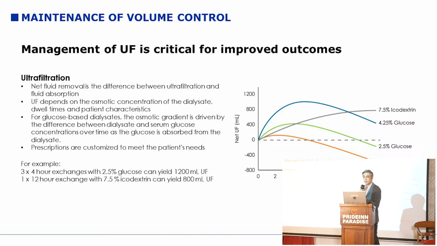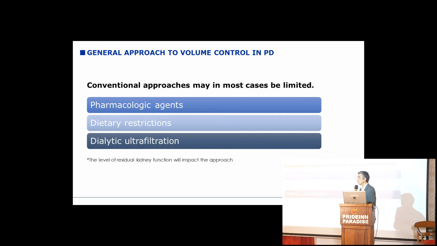And then for volume control, the ultrafiltration is critical, and the solutions that we use will determine how much ultrafiltration we can get from that patient. So we should be thinking about what to select, because yes, we can choose a higher glucose concentration to have a better ultrafiltration, but this is also going to come with the deleterious effects of high glucose exposure. How to approach volume control? Yes, we can use pharmacological agents, and this was also discussed in Bernard's talk about residual kidney function.